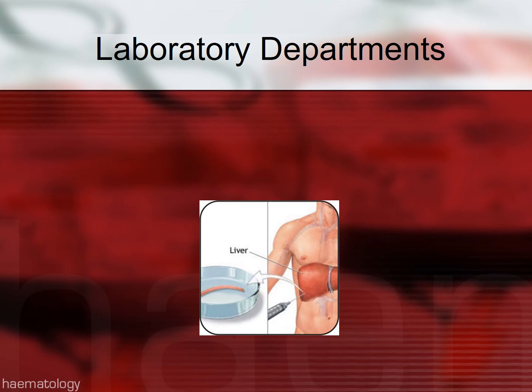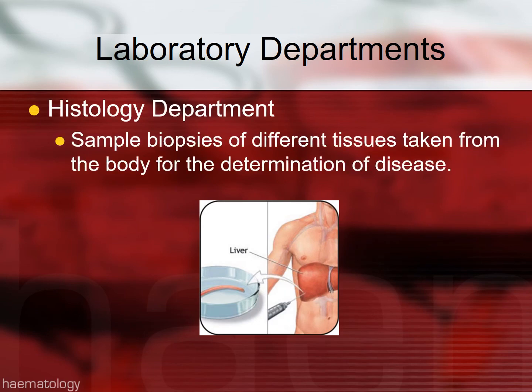Then, of course, we have the histology department, finally. The histology department samples biopsies of different tissues taken from the body for determination of diseases. This is where the biopsy tissues go. Now, it's not blood related, but you might be handling the specimen or the tissues as they come in, to be processed and made ready either to be sent out or to be taken to the lab to be tested. And if it has to be sent out, you might have to prepare it to be sent out. It just depends on where you're working.